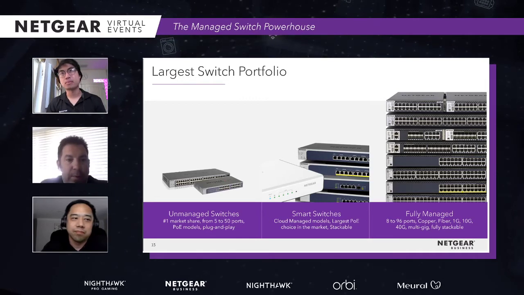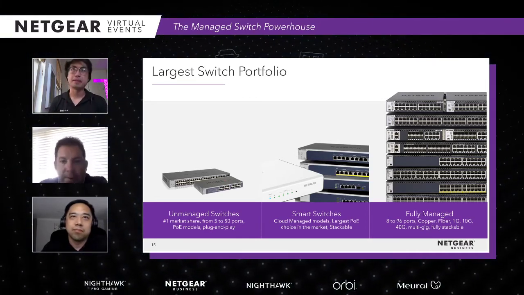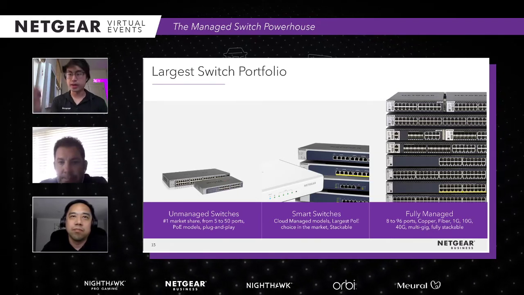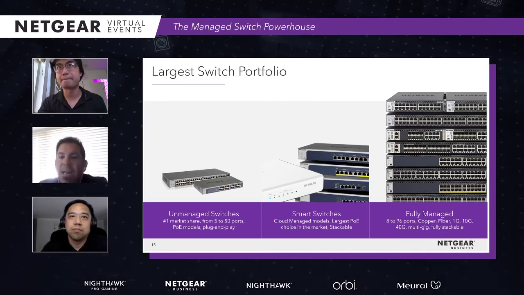Okay. So where are we? We're on slide 15. Yeah, go ahead. Yeah, I see unmanaged switches, smart switches. So this is our exact portfolio, right?